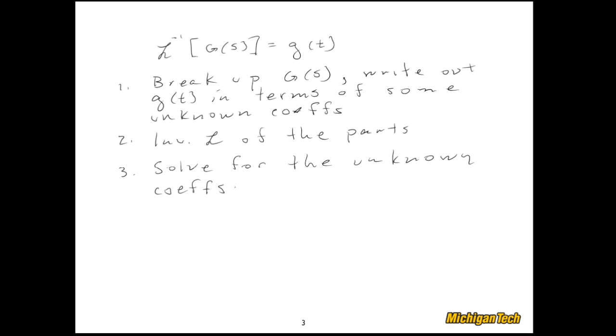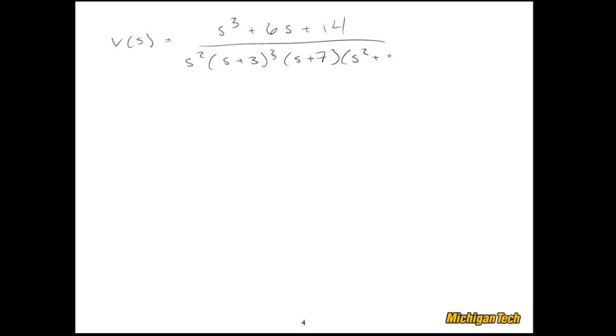Okay, so let's just do a little example of breaking up a complicated function. Let's say that we have some V of s equal to s cubed plus 6s plus 14 in the numerator, and s squared, s plus 3 cubed, s plus 7, and s squared plus 2s plus 10 in the denominator. So instead of going into all the rules about how to break this up, I'm just going to do it by example.